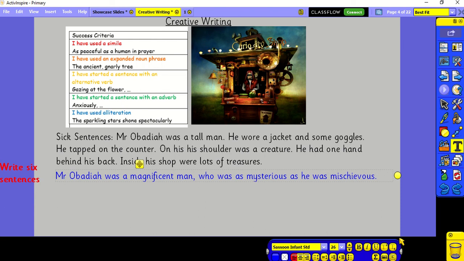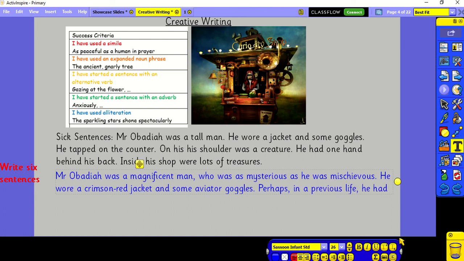So he wore a jacket and some goggles. Boring. He wore a crimson red jacket and some aviator goggles. I'm going to add in a sentence now because that's okay. Perhaps, comma, in a previous life, which means an earlier life, he had been a pilot. Because we know that aviator is technical vocabulary for somebody who flies planes or pilots.